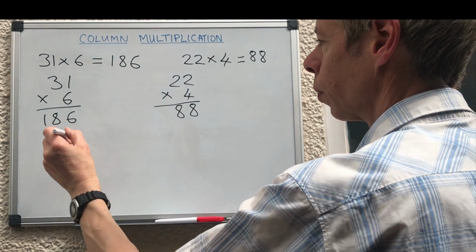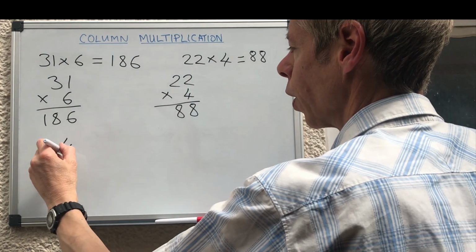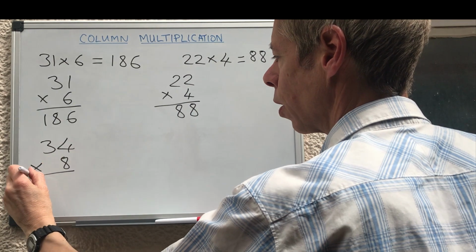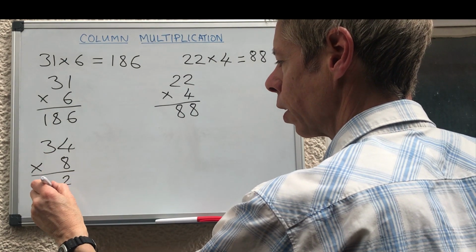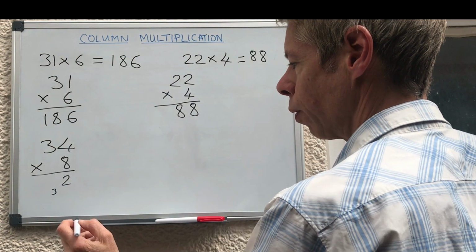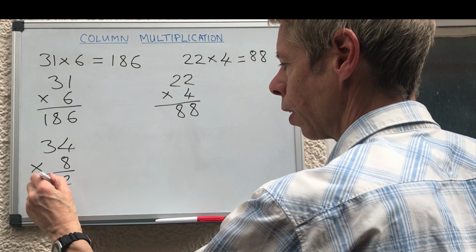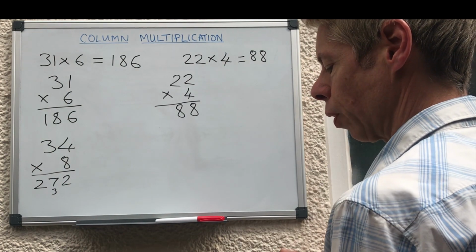Next question, 34 times 8. So 34 times 8, 8 times 4 is 32, 8 times 3 is 24, add the 3 makes 27, so that's 272.